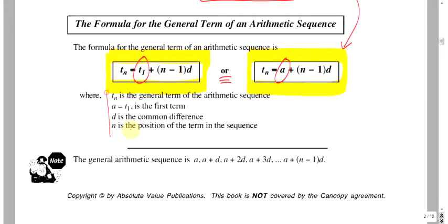Here's what they all are. This is the easy one. A is T1, that's the first term. D, we know what D is, that's the common difference. What do we add to each term to get the next one?